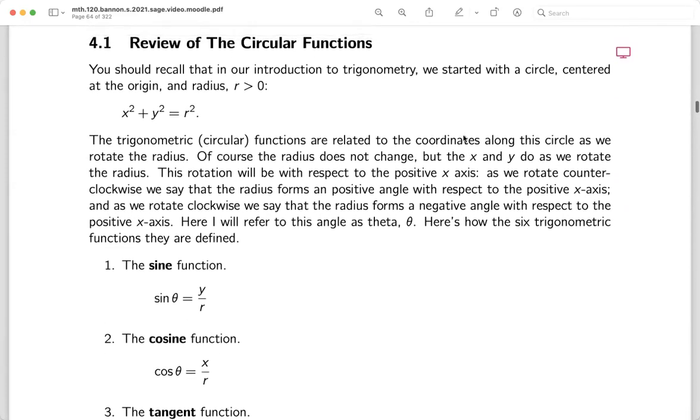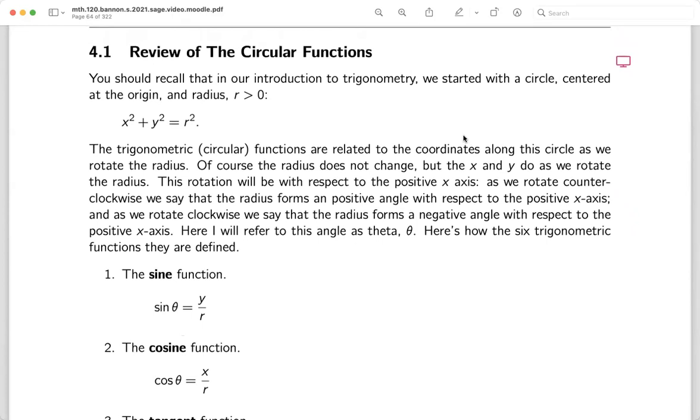The first thing we do is we're going to basically just review what we know about these circular functions. Now, what are we talking about, circular functions? We're talking about a circle centered at the origin, right? That's coming from Math 100. Equation of that, r is a positive number, x squared plus y squared equals r squared. Really simple, a circle centered at the origin.